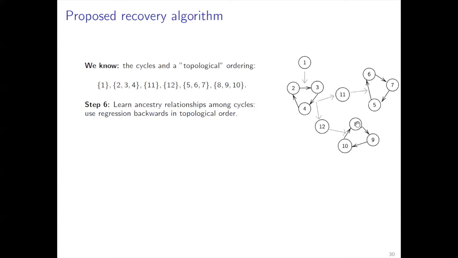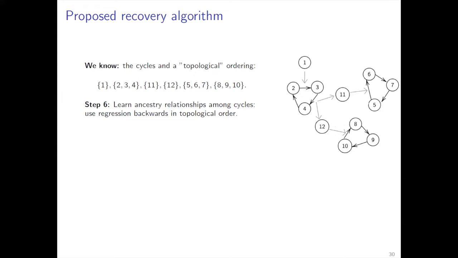So I first regress 8, 9, 10 on everything else, and I see that only 12 points to it. So the only non-zero coefficient is from 12. Oh, sorry, no, it's 5, 6, 7 on everything else. And then 12, I'm going backwards in this topological order. Then I regress 12 on these, and I see that only 2, 3, 4 points to 12. So anyways, you can learn this.